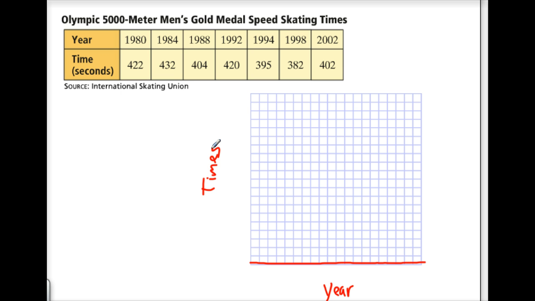The difference with using years, most of the time when we graph these, we're not going to actually graph the year. We're not going to put in 1980. What we're going to do is we're going to actually put 0 in for 1980. And then everything is going to be years since 1980. So 0 years since 1980 would be 1980. 1984 would be 4 years after 1980. 1988 would be 8 years. 92 would be 12. 94 is 14. 98, 18. And 2002 would be 22. Those are the values you're actually going to graph.